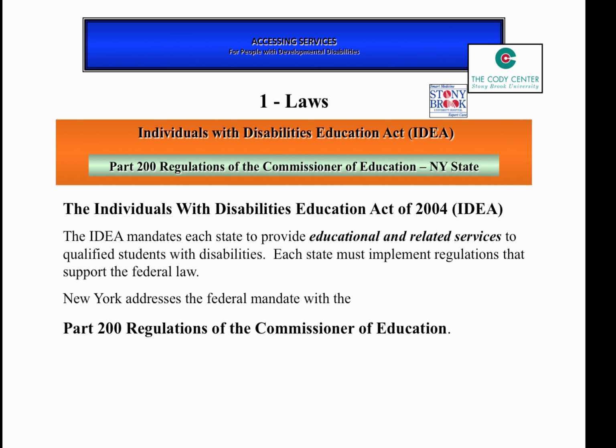So just to recap, the IDEA mandates each state to provide educational and related services to qualified students with disabilities. And each state must implement regulations that support the federal law. New York addresses that federal mandate with the Part 200 regulations of the Commissioner of Education.